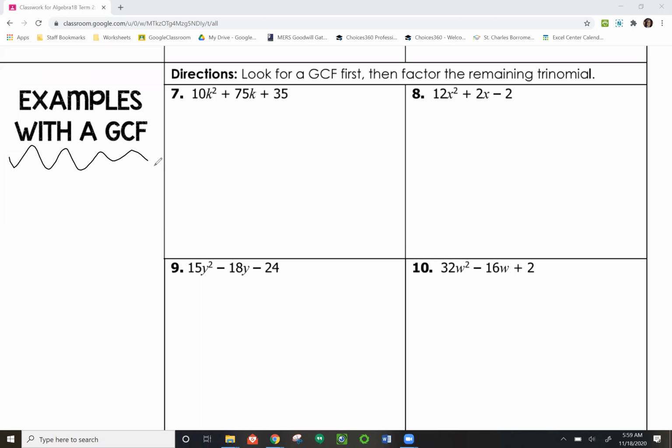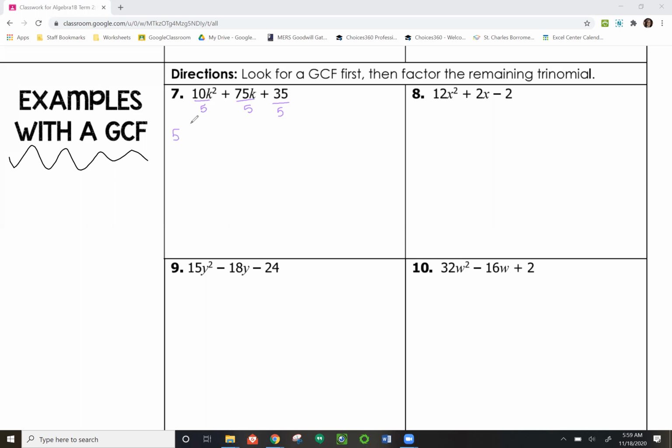Okay, so on number 7, I have 10, 75, and 35. Those are the first things I want to look at and see if there's anything I can divide evenly into all three of those numbers. And I can. I can divide a 5 into each one. Now, they don't have any variables in common since that last term doesn't have any of the variables. So that will be my greatest common factor.